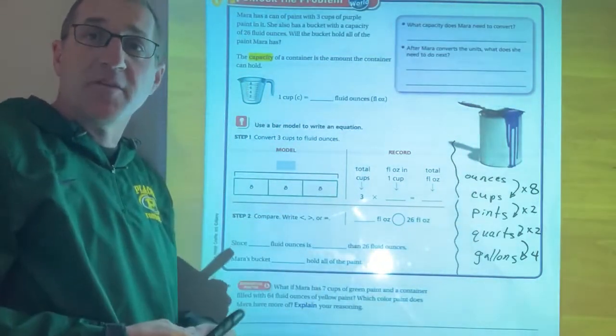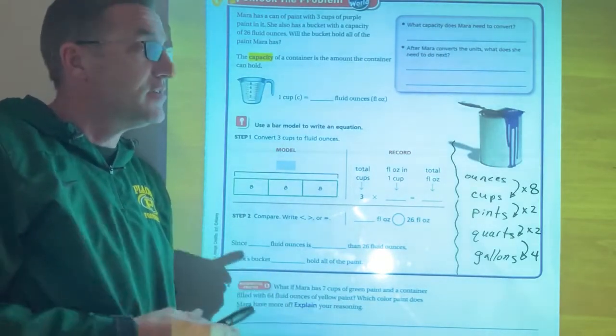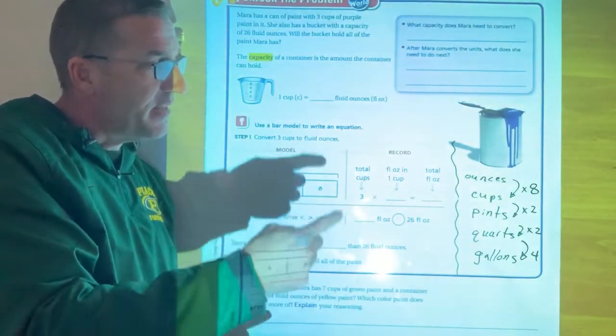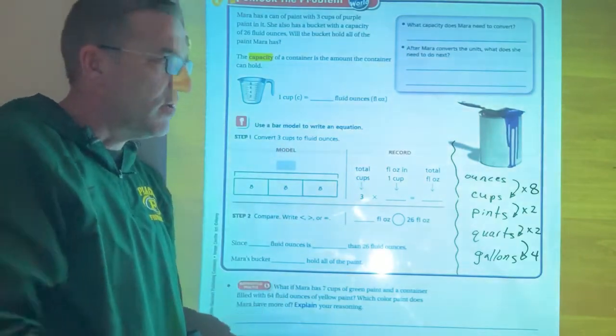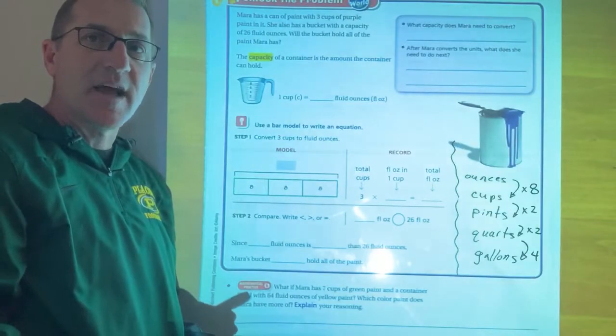And if you think about it, the name quart is quarter, right? And a quarter is a fourth, right? So ounces, cups, pints, quarts, gallons, and then times 8, times 2, times 2, times 4. 8224. So keep that in mind. It's going to show up again later, but I try to remember that.